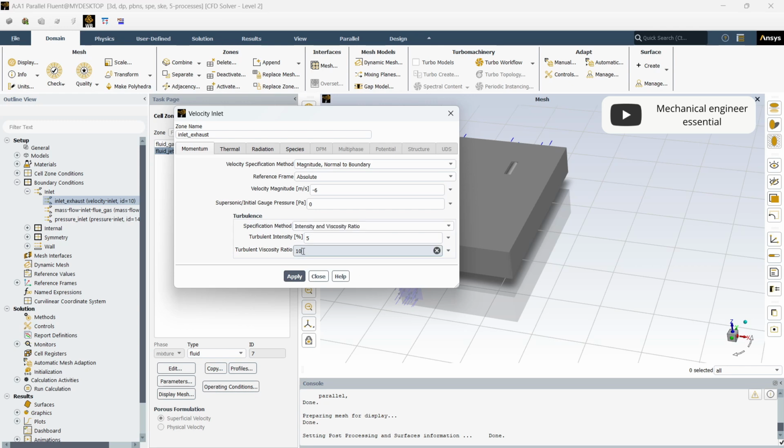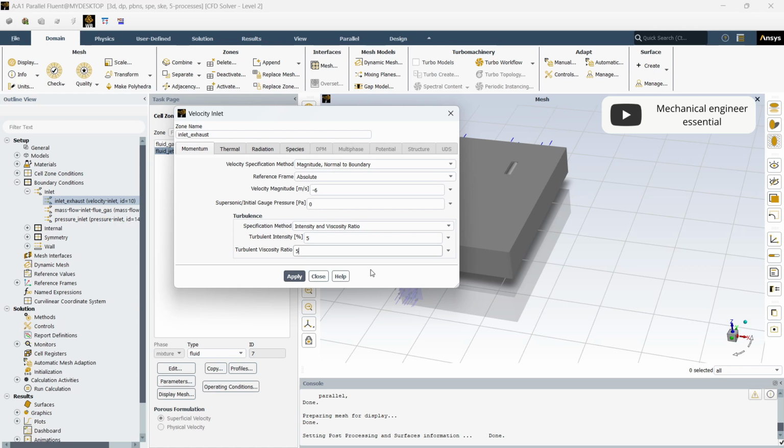Turbulent viscosity ratio equals 5. This value relates to how much the turbulence increases the fluid's resistance to flow, viscosity. A ratio of 5 means the turbulent viscosity is 5 times greater than the molecular viscosity. It reflects a moderate level of turbulent mixing, which improves the accuracy of heat and species transport near the boundary.